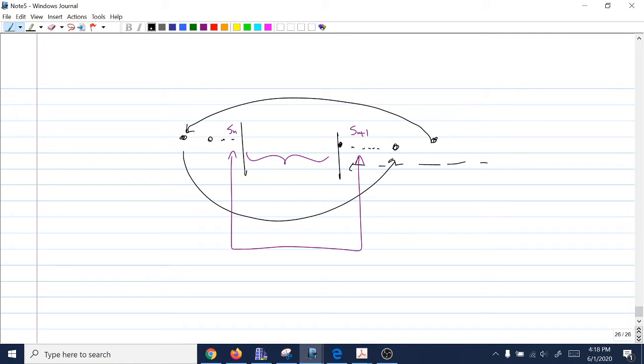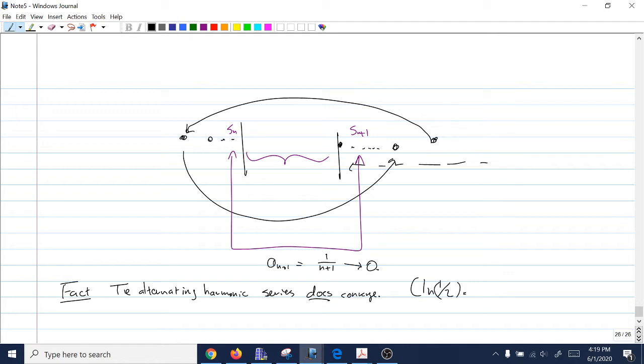a bad sign. The gap between those is 1 over n plus 1. And 1 over n plus 1 decreases to 0. So, in fact, the alternating harmonic series does have a limit. It does converge. I believe it converges to natural log of a half. I think we'll see a way to see that later in the year.